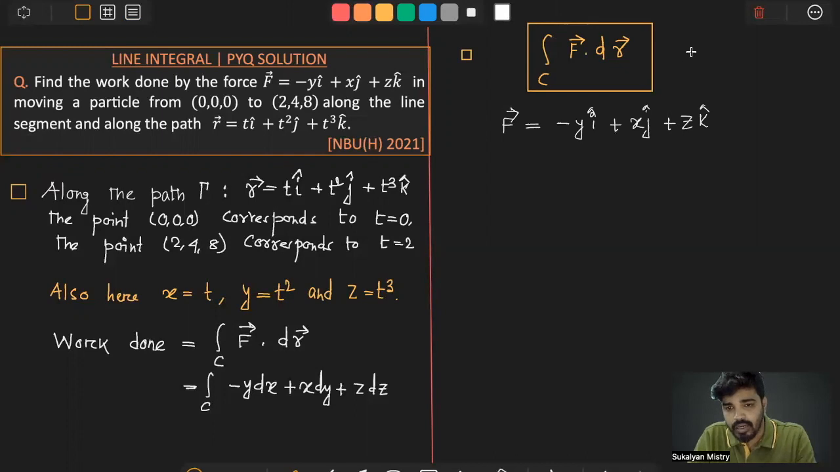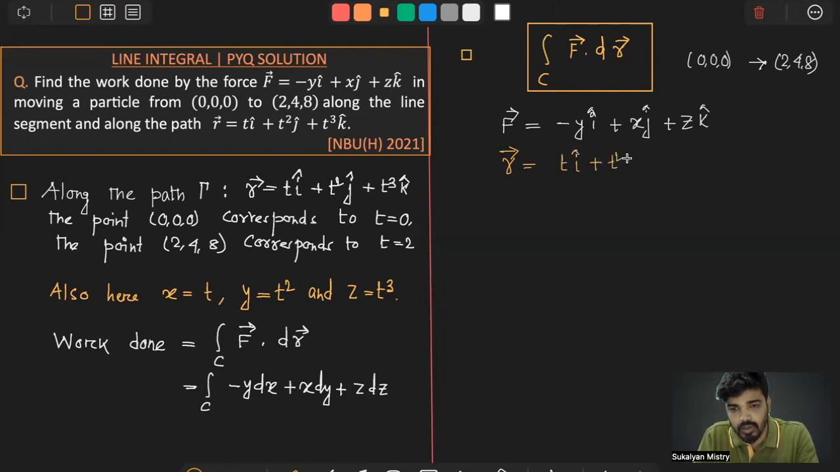And the particle moves from the point (0,0,0) to (2,4,8) along the line segment and along the path. What is the path here? The path is r, that is ti + t²j + t³k. So this is the position vector. So we have to calculate the work done. The formula is integration over C of F dot dr. But what is the path? The path is r = ti + t²j + t³k. Suppose we consider this path as C.